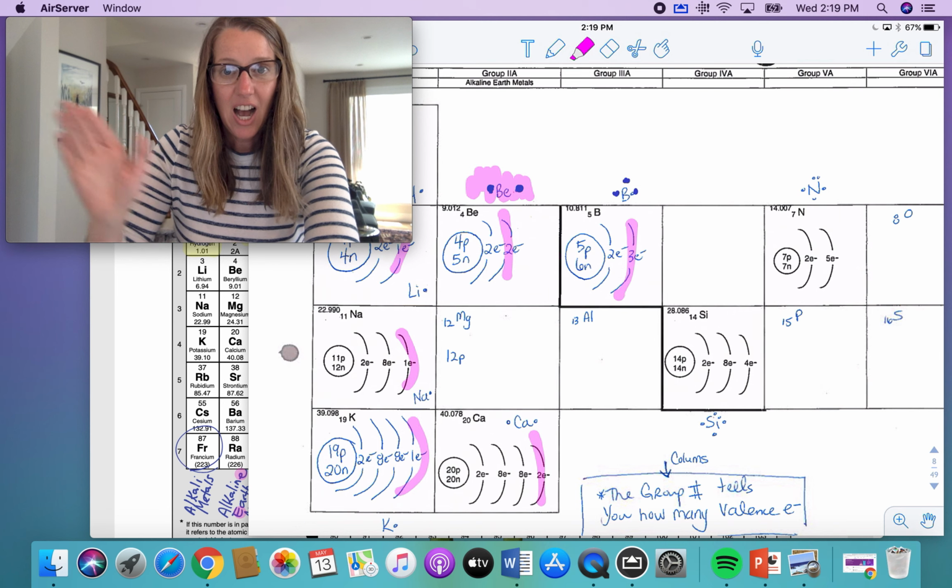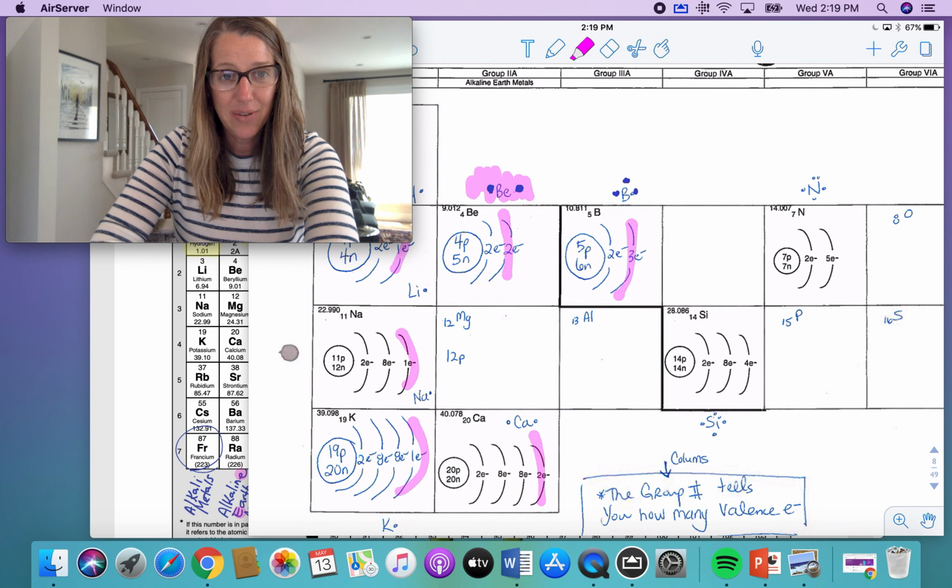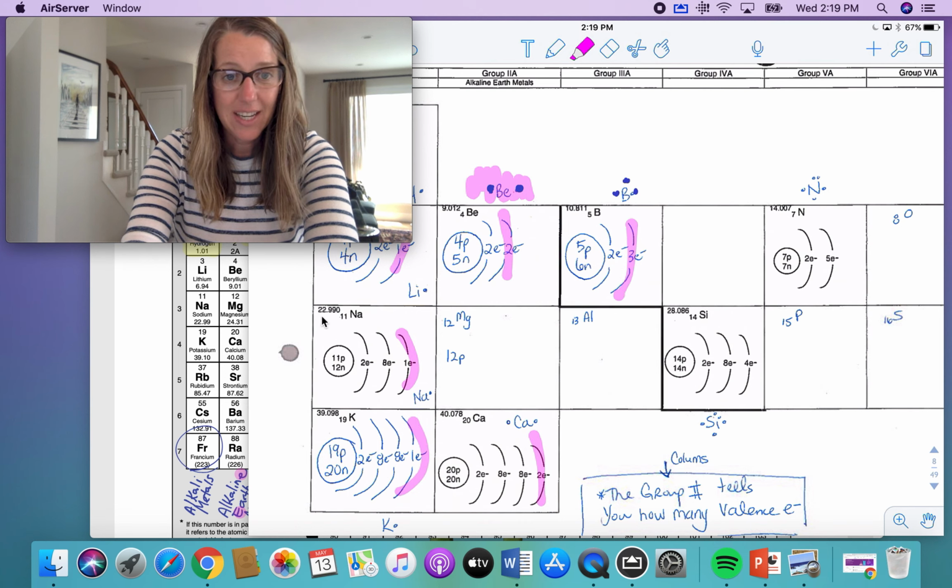Okay, pause here. I would do all the work for Bohr-Rutherford diagrams, and then I'd come back and do the second part, which is going to be on how atoms make ions.